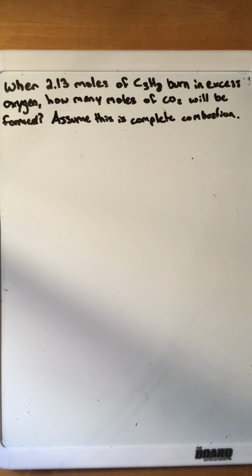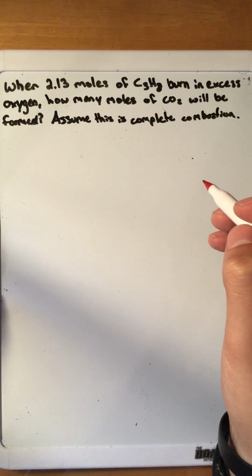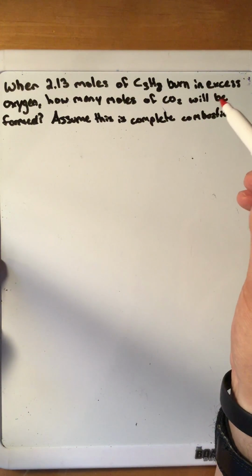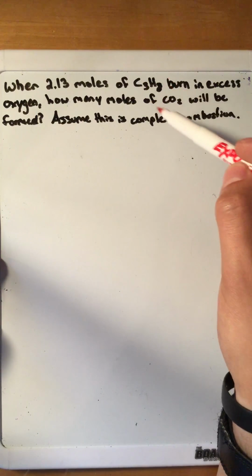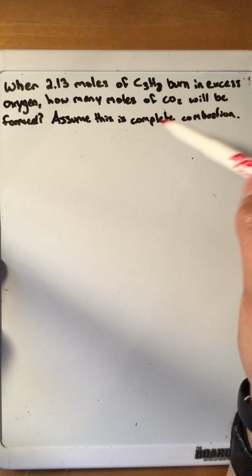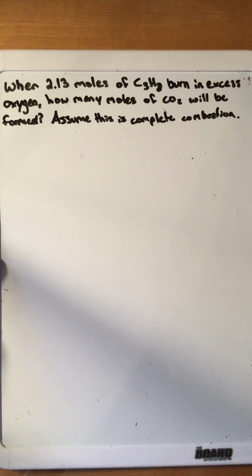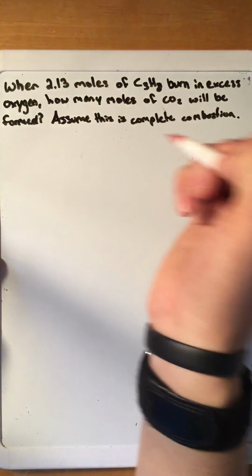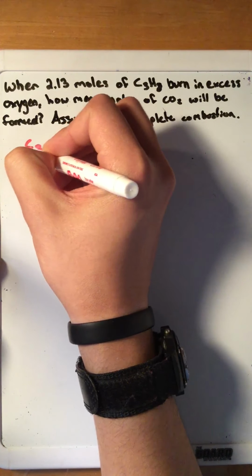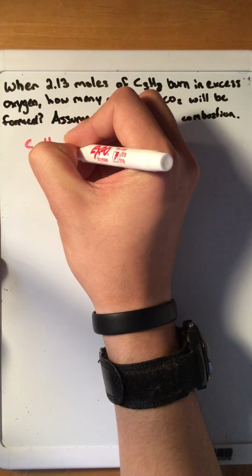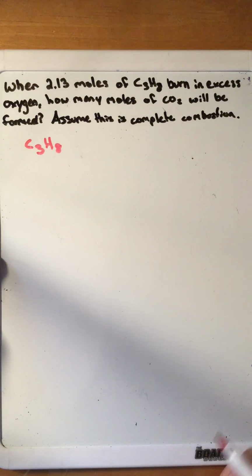The first thing we need to do though is we need a chemical equation to work with so that we can see how many moles of C3H8 produce how many moles of CO2. So let's go ahead and try to form a chemical reaction here. We're given your C3H8 burning in excess oxygen. We're assuming this is complete combustion, so it's pretty obvious here this is a combustion reaction. So what we know with combustion reactions is there is some starting chemical. In this example, it's C3H8.